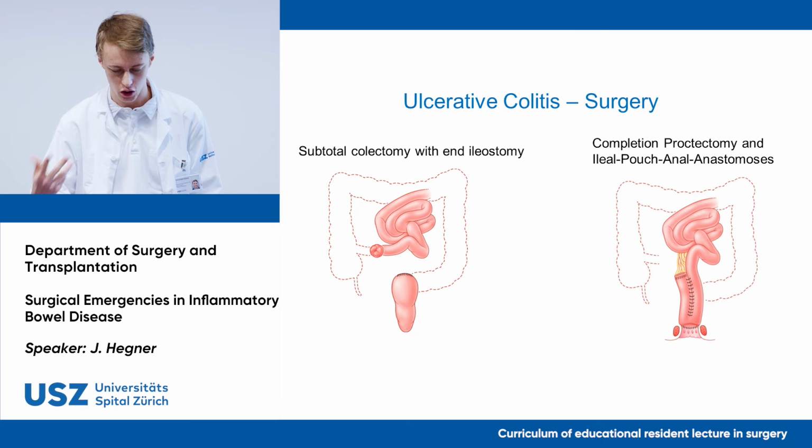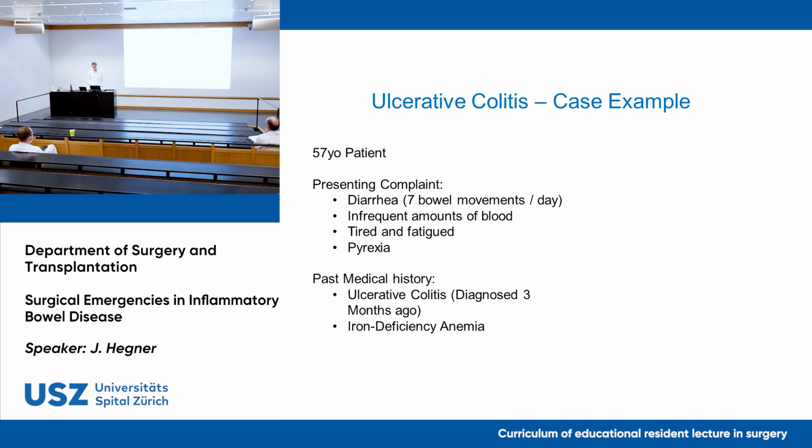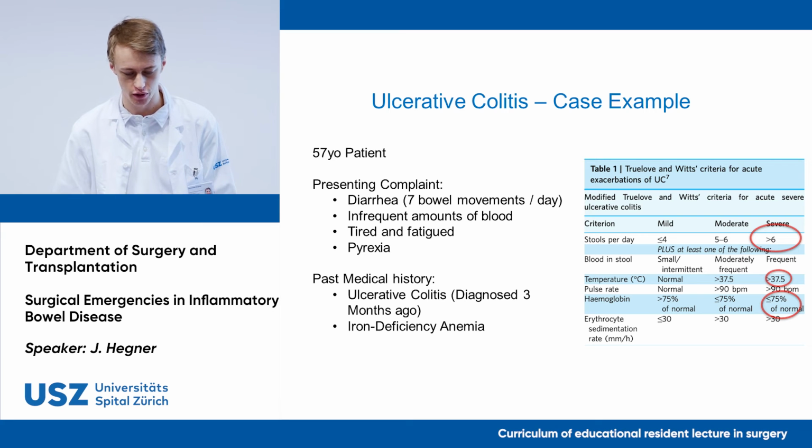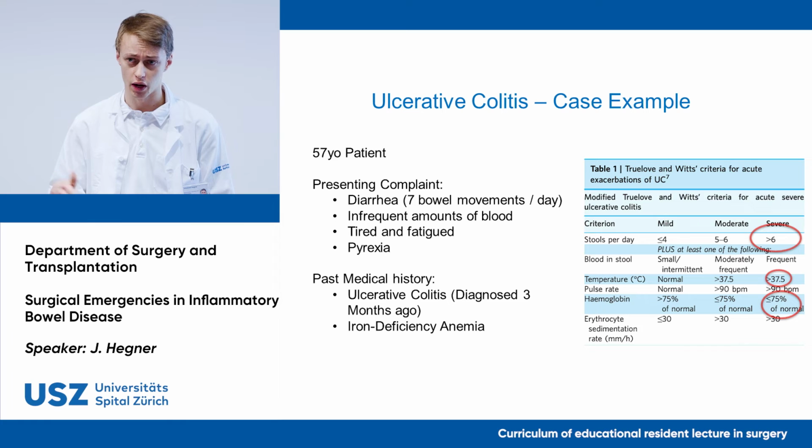A case example for ulcerative colitis is this 57-year-old female who was recently diagnosed with ulcerative colitis. She presents to the emergency department with diarrhea, some amount of blood in her stool, being tired and fatigued, and having a temperature. Just using this information, we can apply it to the Truelove and Witts criteria and see that she's suffering from acute severe ulcerative colitis. So we admit her to the hospital, start her on high-dose IV hydrocortisone, give her an infusion of Remicade, do supportive treatments such as an NG tube, parenteral nutrition, and high-dose IV antibiotics.